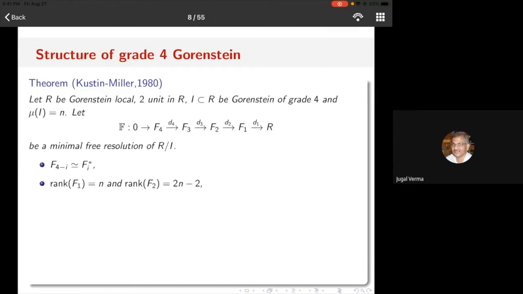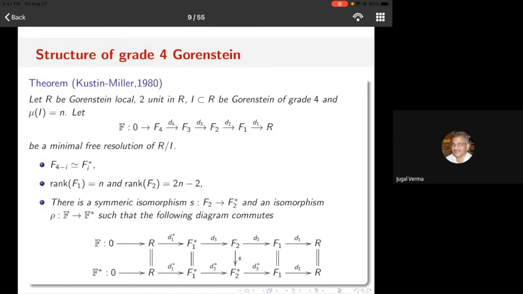Because R mod I is Gorenstein, the canonical module is cyclic and is R mod I. So we have this isomorphism F4 to R. We can see that F4 minus i is isomorphic to Fi star. And by rank-nullity, it can be seen that the rank of F1 is n and the rank of F2 is 2n minus 2. So in the resolution of grade 4 Gorenstein ideals, the second module F2 is always of even rank. This is a very important property that Kustin and Miller have proved.